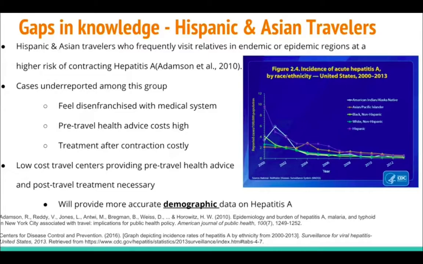Cities with large populations of Hispanic or Asian travelers, such as California, should create public travel centers where low-cost or free travel advice, vaccinations, and treatments are provided. This can allow people who cannot afford preparation before traveling or treatments after traveling to gain better access. This would also allow epidemiologists to gather more accurate demographic data on hepatitis A.